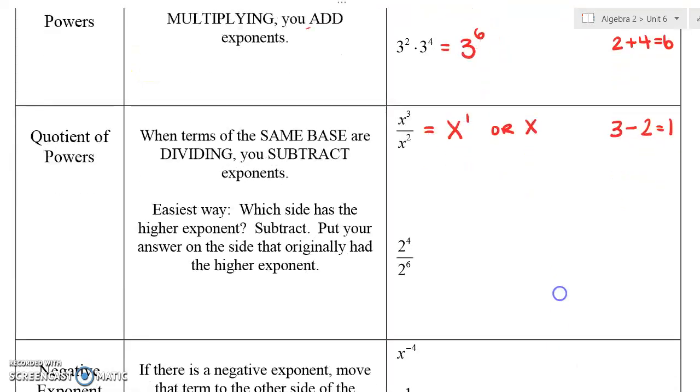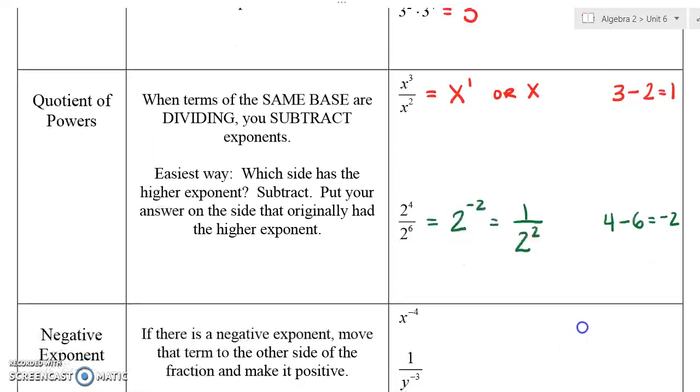Alright, same rule applies here. When the base is a number like 2, we are going to take the exponents 4, which is the top exponent, minus the bottom exponent, and in this case we get negative 2. So the answer is going to be 2 to the negative 2, but what we'll find out in the next rule is that that is not okay. So the final answer is going to be 1 over 2 to the 2nd, and I'll explain why that is in just a minute.